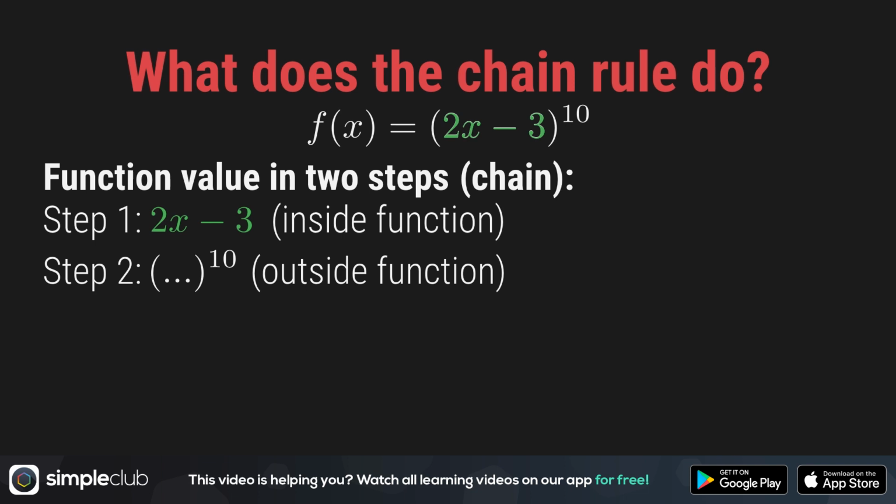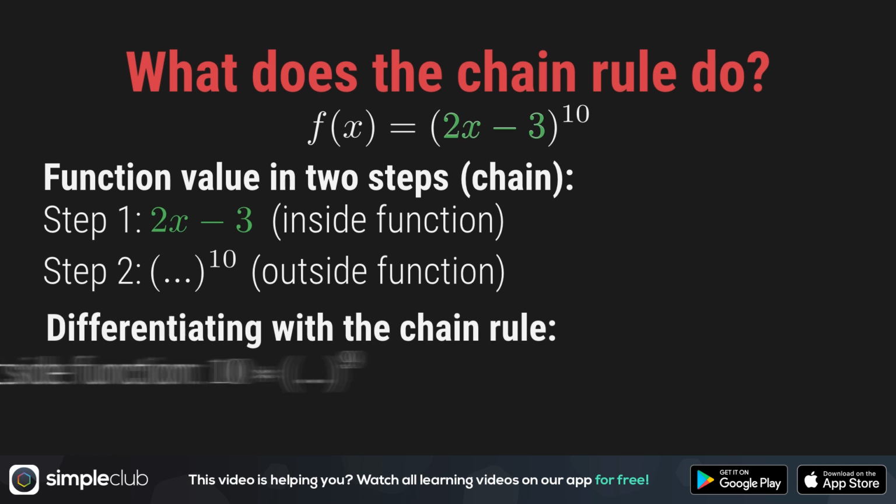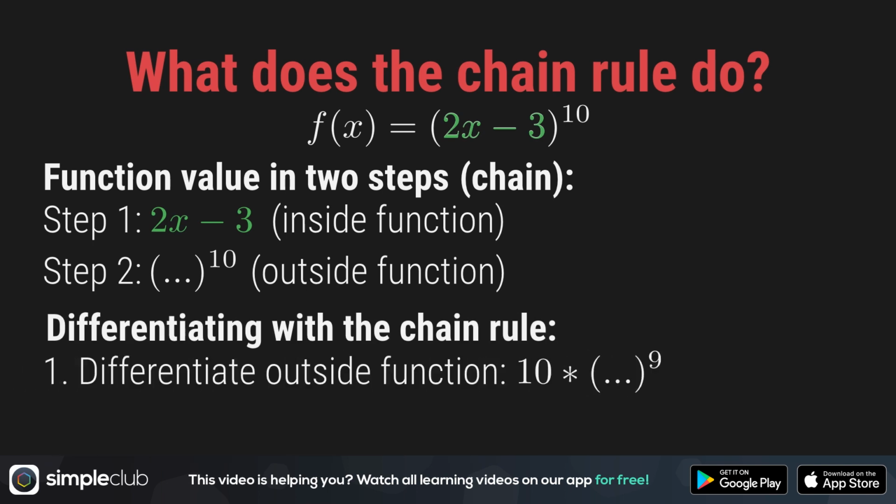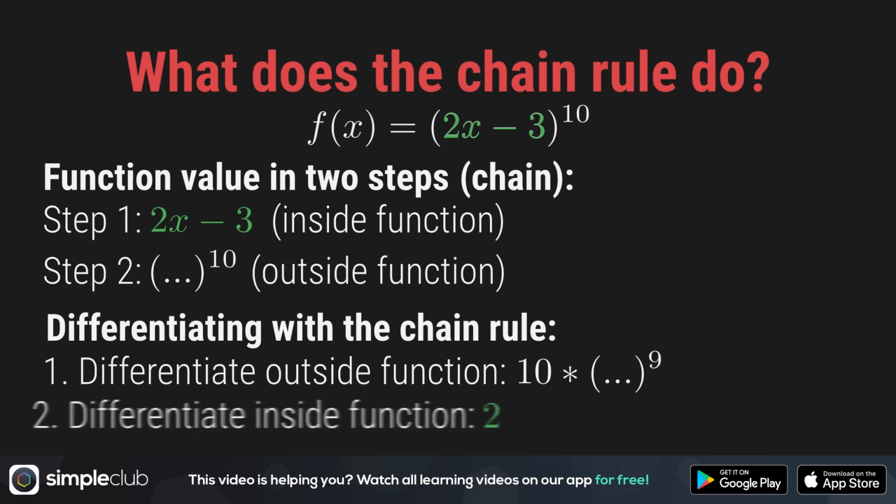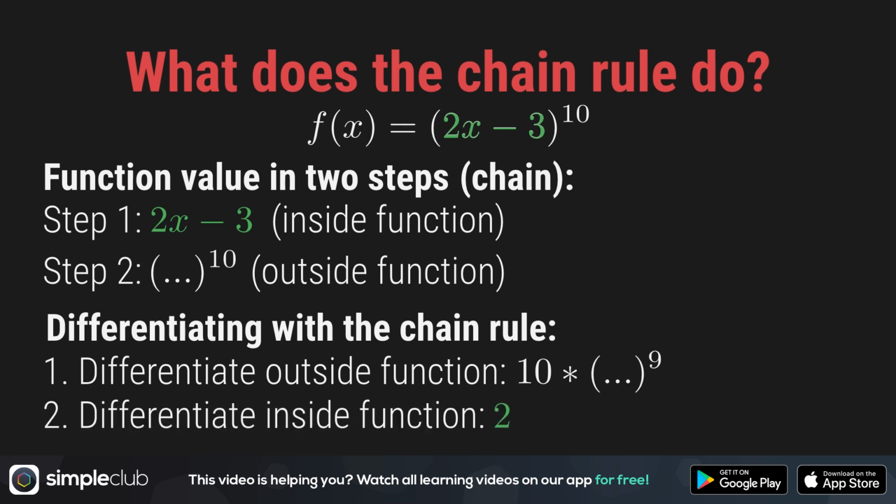The chain rule always follows these steps. First, you differentiate the outside function as if it were just an ordinary variable. Inside the brackets, everything stays within the brackets. So the brackets to the power of 10 turn into 10 times the brackets to the power of 9. And now you find the derivative of the inside function. In this case, 2x minus 3 simply turns into 2, and those two derivatives are multiplied.